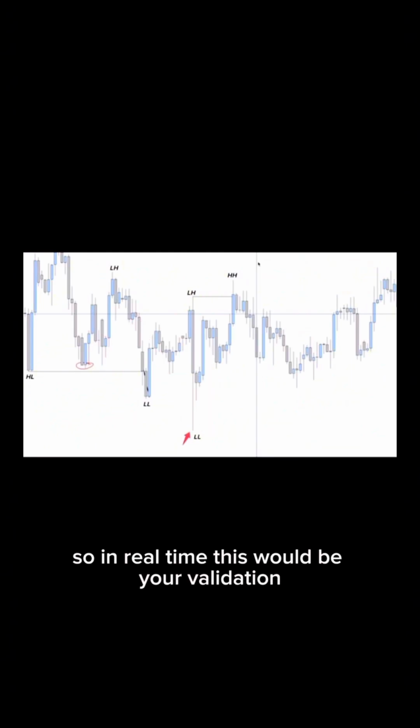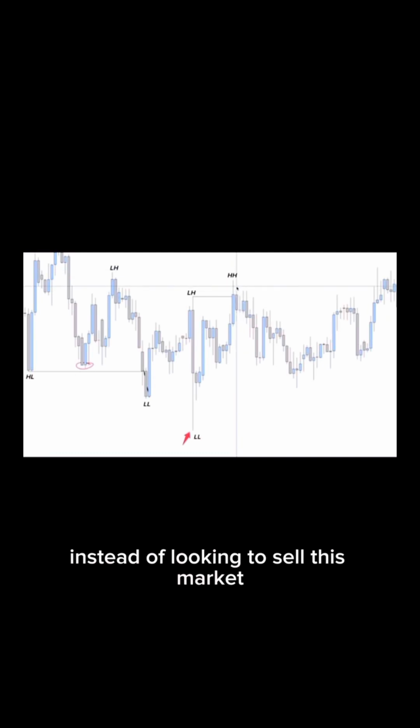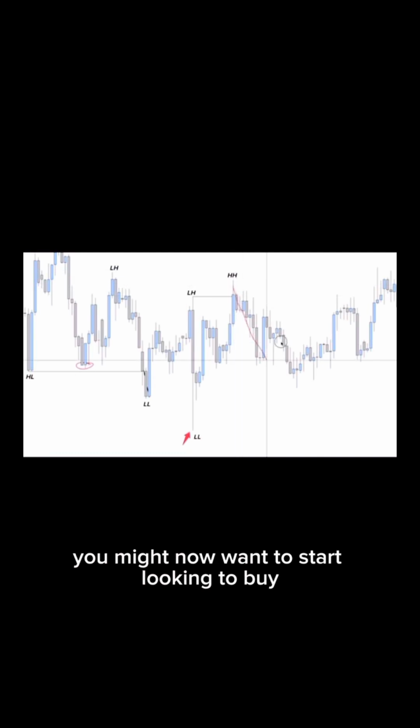So in real time, this would be your validation or your confirming factor to tell you, instead of looking to sell this market, you might now want to start looking to buy.